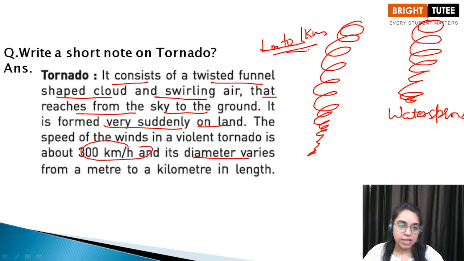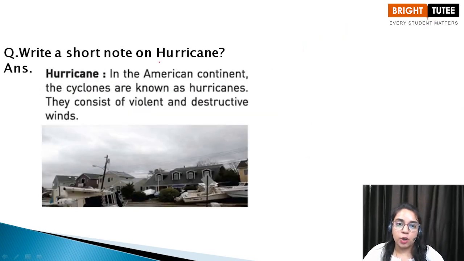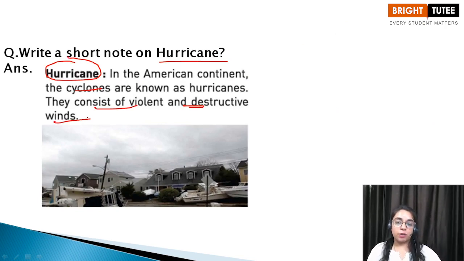Next children, the next question is write a short note on hurricane. So children, hurricane is the name given to cyclone in the American continent. Okay, and these cyclones consist of violent and destructive winds, and these are also very, very dangerous. Okay, and can cause massive destruction.